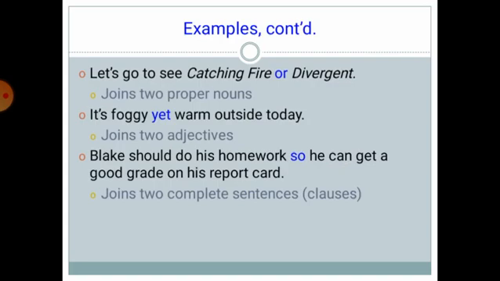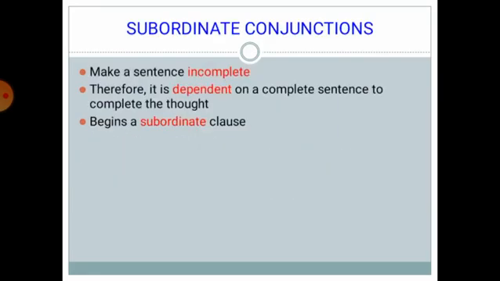Let's go see Catching Fire or Divergent. Joins two proper nouns. It's foggy yet warm outside today. Joins two adjectives. Blake should do this homework, so he can get a good grade on his report card. Here it joins two complete sentences or clauses.